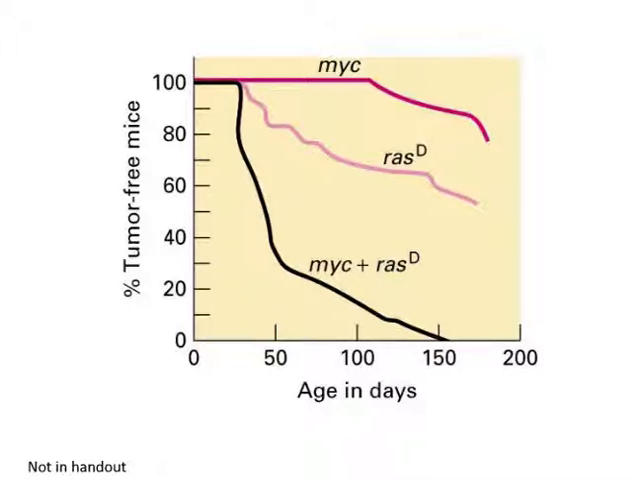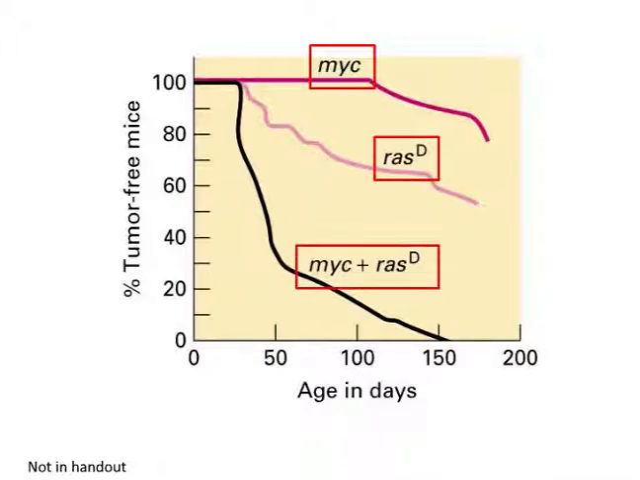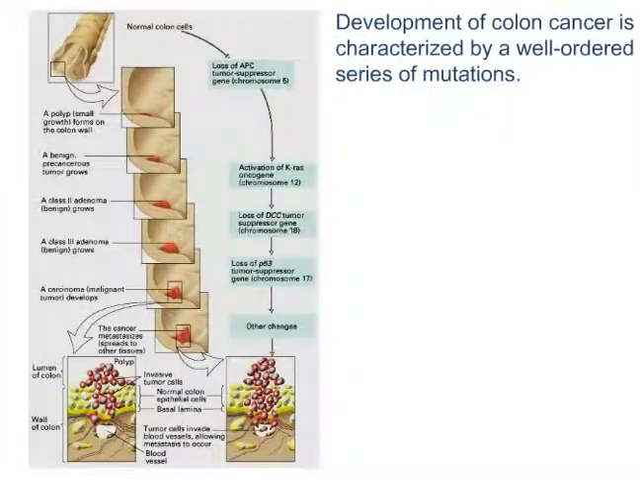Experimental evidence from transgenic mice studies also show the combined effects of different mutations on the progression of cancer phenotypes. Transgenic mice overexpressing the oncogene c-MYC develop tumors at a relatively slow rate, as do transgenic mice expressing an oncogenic form of RAS called RAS-D. However, when these mice are crossbred, their offspring, overexpressing MYC and oncogenic RAS, develop tumors at a much higher frequency than the parental lines.